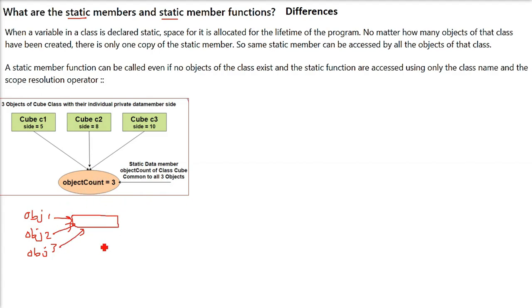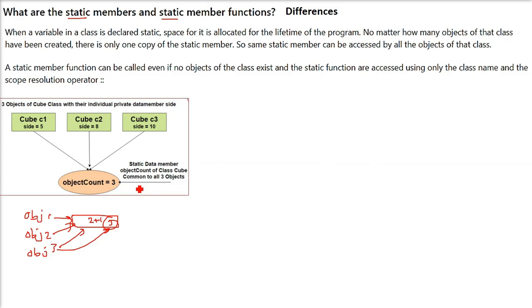So the same static member can be accessed by all the objects of that class. That is, obj1, obj2, obj3 are going to access this one. If obj1 has a value of 2, and obj2 increases it by 1, so it has become 3, obj3 will get the value 3. Now static member function.